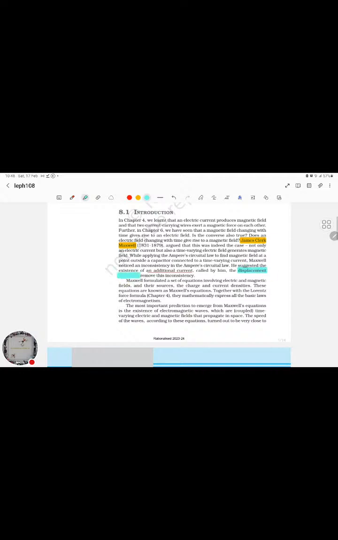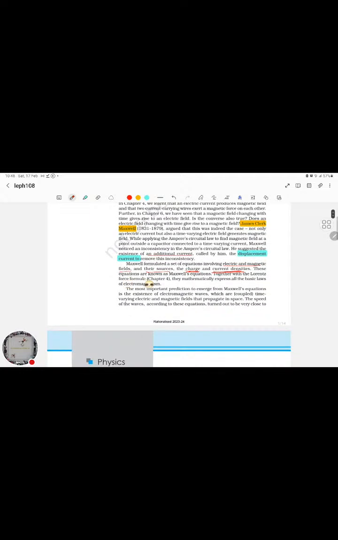to remove the inconsistency. Maxwell formulated a set of equations involving electric and magnetic fields and their sources, the charge and current densities. So now Maxwell is covering a set of equations, which involves the electric field, the magnetic field, and the sources, the charge which produces an electric field, and the current densities. Based on all this, he created a certain set of equations. These equations are known as Maxwell's equations.